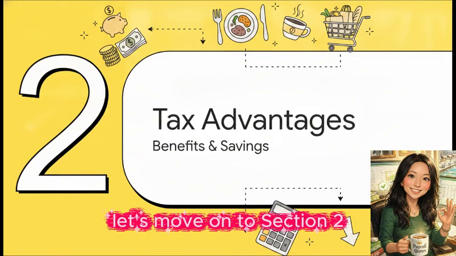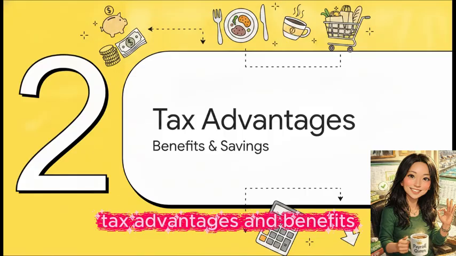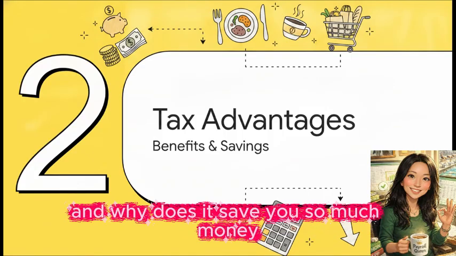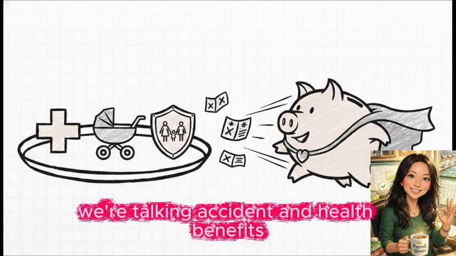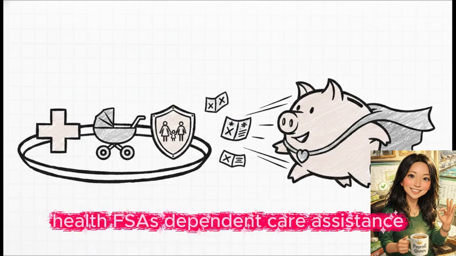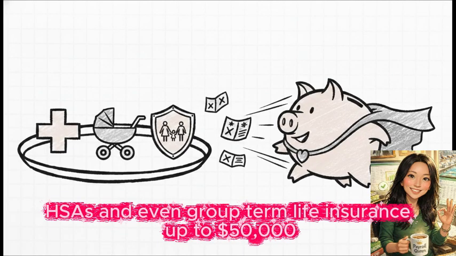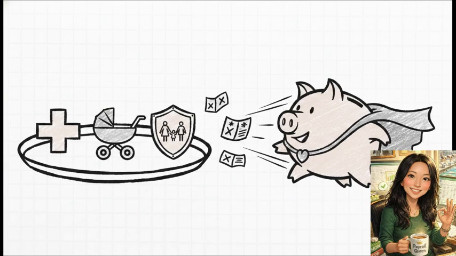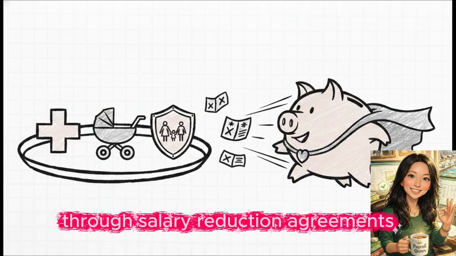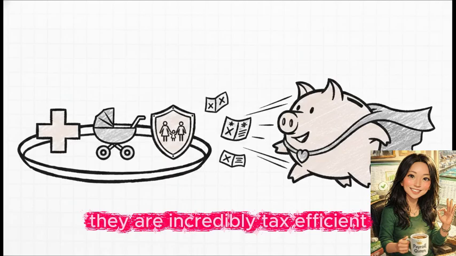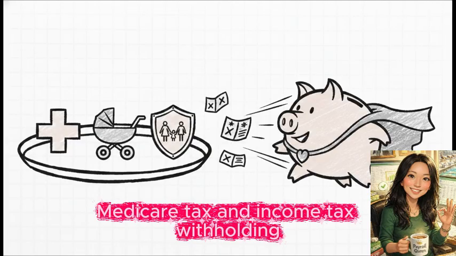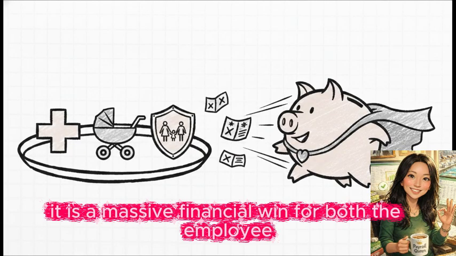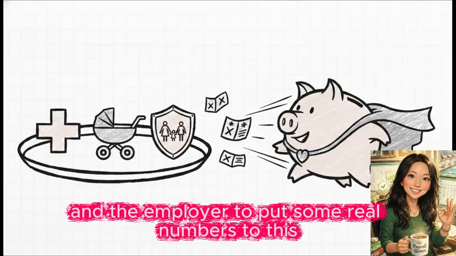Let's move on to Section 2, Tax Advantages and Benefits. So what exactly is on this menu, and why does it save you so much money? Here are the qualified benefits you'll usually see. We're talking accident and health benefits, health FSAs, dependent care assistance, HSAs, and even group term life insurance up to $50,000. Because you contribute to these through salary reduction agreements, they are incredibly tax efficient. These amounts are completely wiped clean of FICA, FUTA, Medicare tax, and income tax withholding. It is a massive financial win for both the employee and the employer.